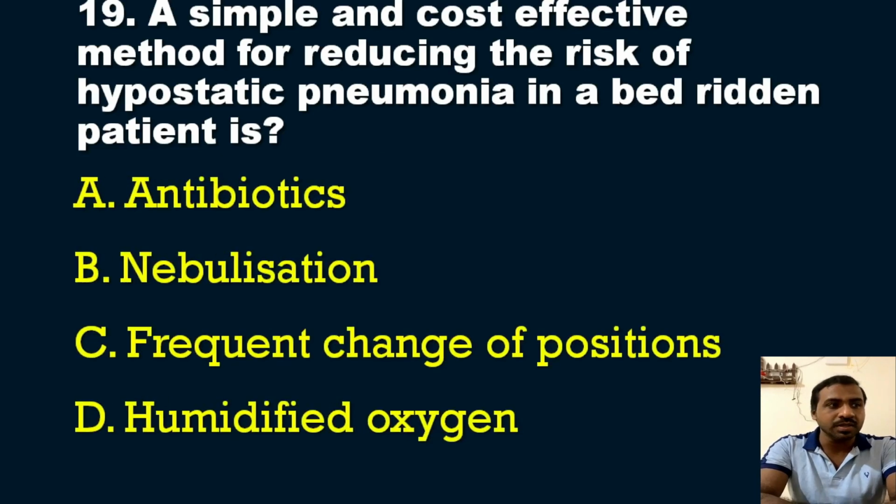So the options are: the first one is the use of antibiotics. Option A, antibiotics. Option B, nebulization. Option C, frequent change of positions, and the final option, providing humidified oxygen. Among these methods, which is the best method to prevent hypostatic pneumonia in a bedridden patient? That's the question. So what is the answer? The answer is frequent change of positions.